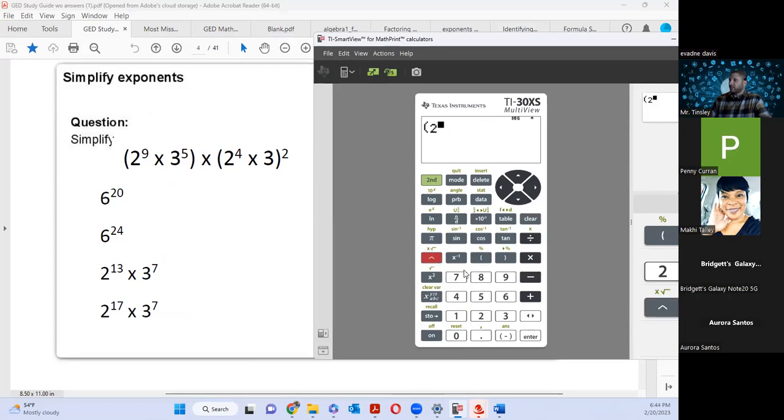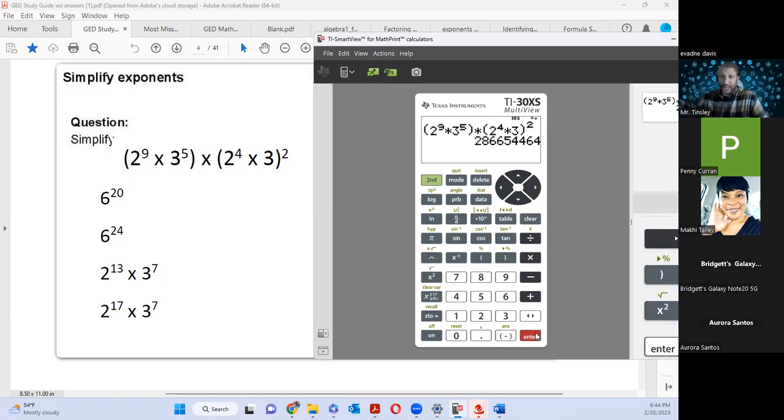So 2 to the 9th times 3 to the 5th. And again, this is knowing how to use your calculator. This is practicing enough to where you know how to use it. 2 to the 4th times 3 raised to the 2nd power. And he got his answer. Whatever that answer is, it's an enormous answer. But then all he did was go to each of the multiple choice until he got that answer. So 6 to the 20th.